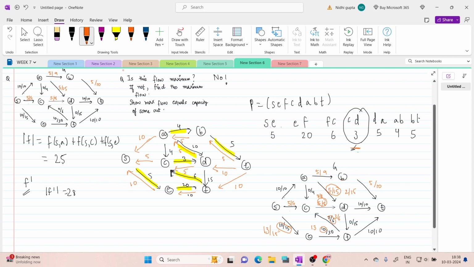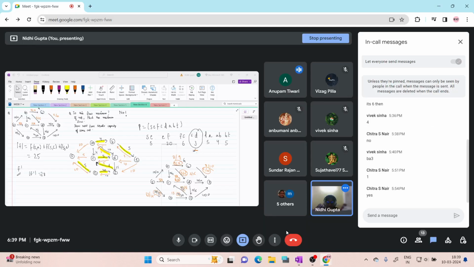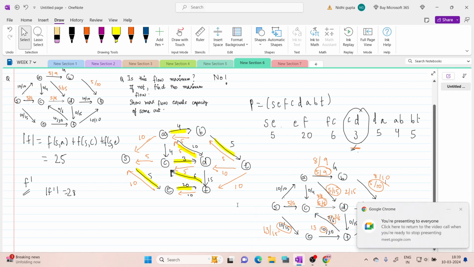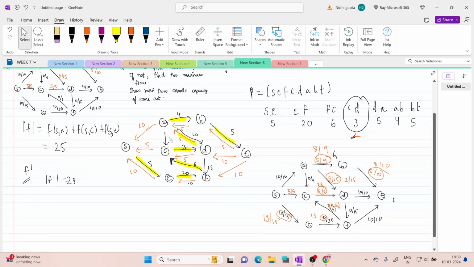Now AB is a forward edge and BT is a forward edge. So we'll add 3: 8 by 9 and 8 by 10. And the rest all remain the same. So is this clear to everyone? Yes. Okay. So now once we have this, we have to see if it is the maximum flow or not.